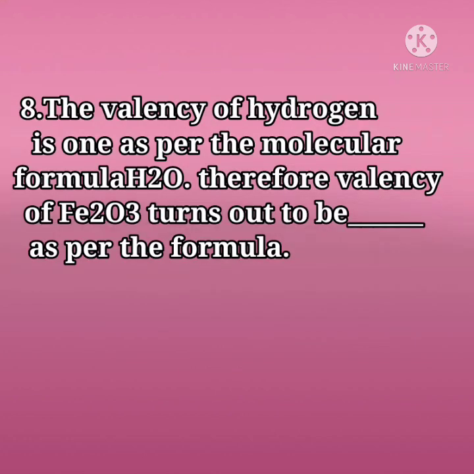The valency of hydrogen is 1 as per the molecular formula H2O. Therefore, valency of Fe turns out to be dash as per the formula Fe2O3. So student, the valency of Fe turns out to be 3 as per the molecular formula Fe2O3.